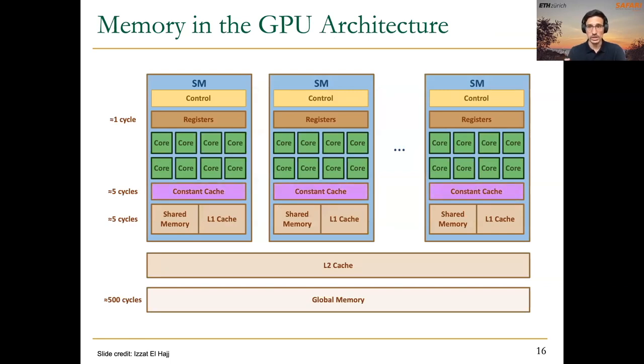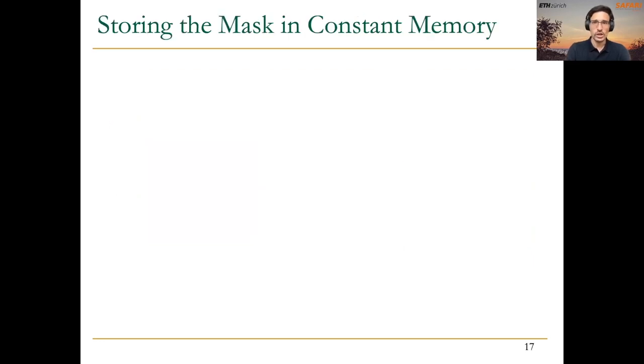What that means is that there is a small cache in each of the GPU cores that can be used to keep values that are constant and frequently accessed by the threads running on the corresponding GPU core or SM. So let's see how we are going to use this constant memory.